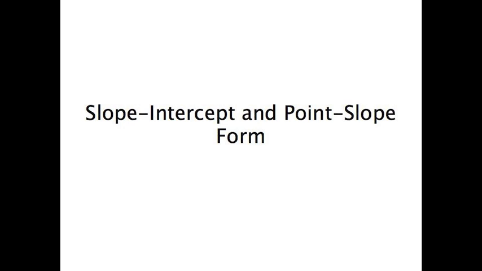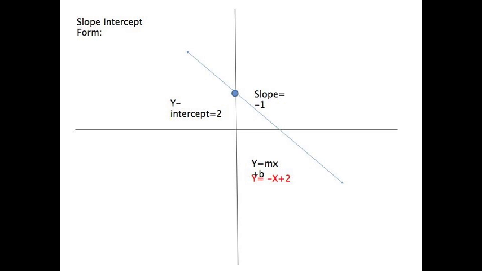There are 3 ways to write a linear equation. We're going to go over 2. If we're given a line where we know exactly where it crosses the y-axis and we also know its slope, we can write it in slope-intercept form, which is y equals m, which is the slope, times x plus b, which is the intercept.